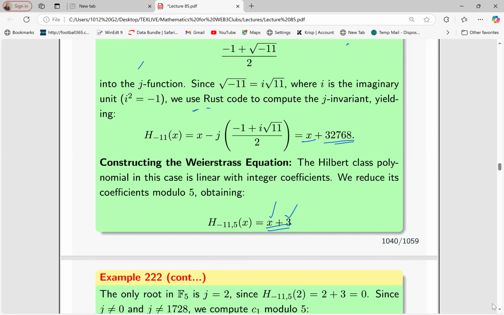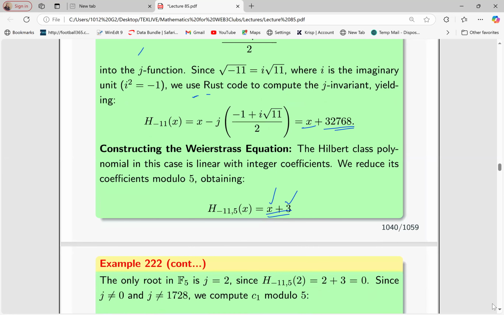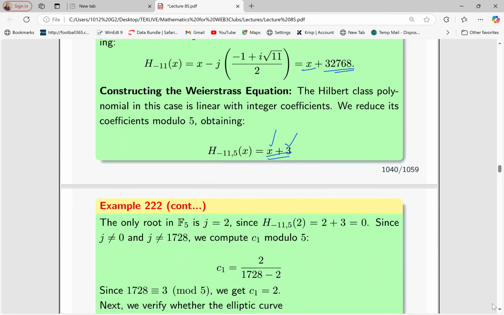So after getting this, it is just the polynomial I was looking for, the Hilbert class polynomial. Using this Hilbert class polynomial, I want to find out what is x. Oh, okay. I was reducing this mod 5, not mod 13. Mod 5, because we are in the field F5. So I'm reducing it mod 5 because the field is F5. That is how I came to the remainder of 3.